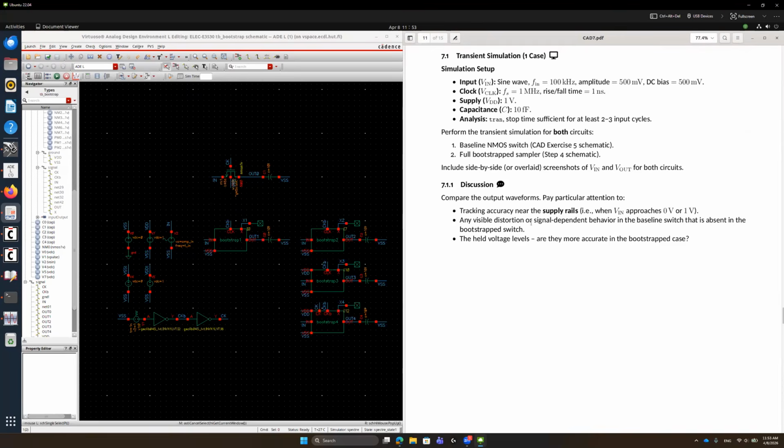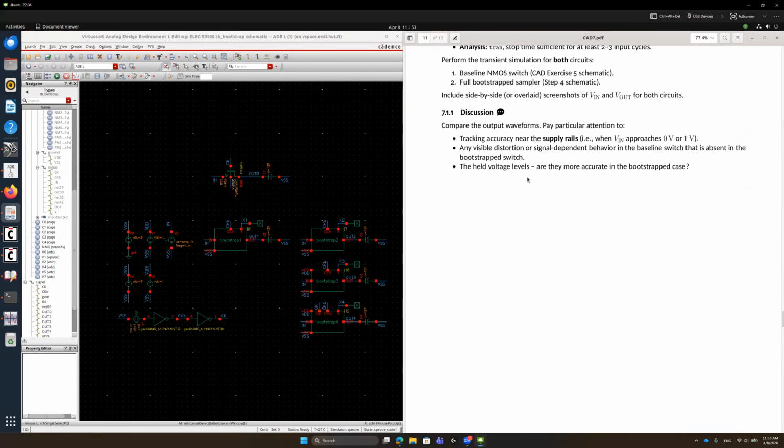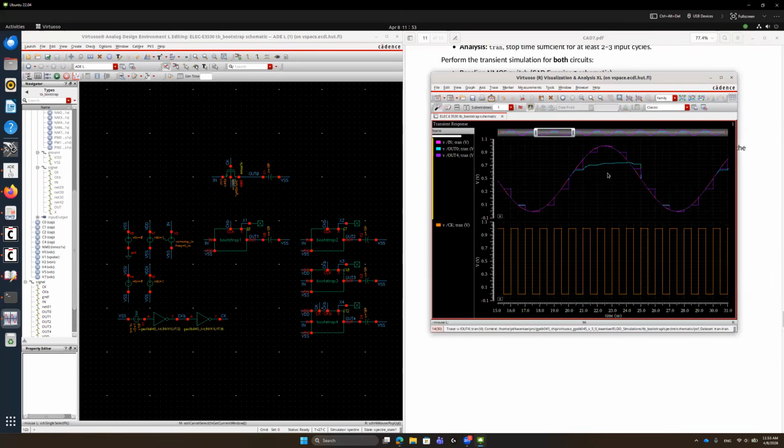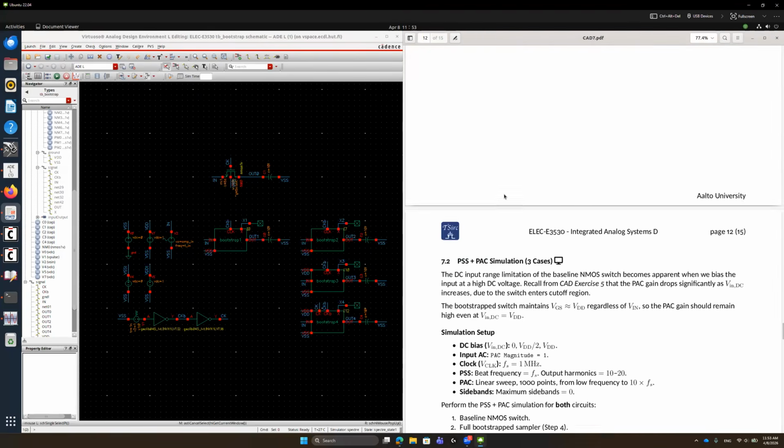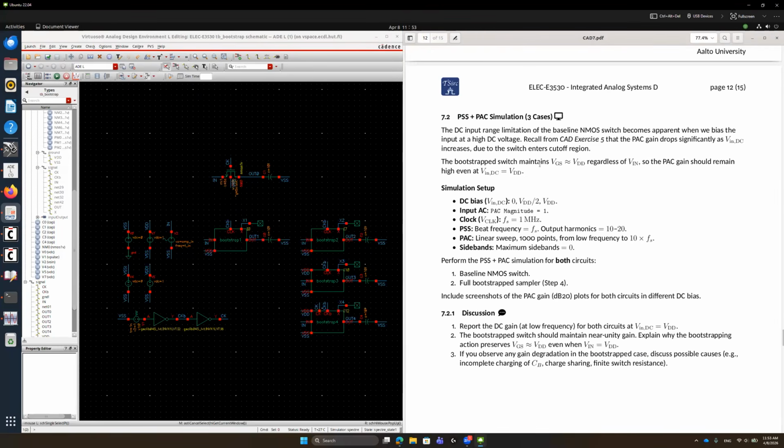And tracking accuracy near supply rails, we have already done it. Sorry about this, this is repeating the same question again and again. So apologies. And any visible distortion? There is a distortion here in MOS only, and held voltage levels are more accurate in the bootstrap case, yes. And PSS plus PAC. So this is verification about the bandwidth and the PAC.